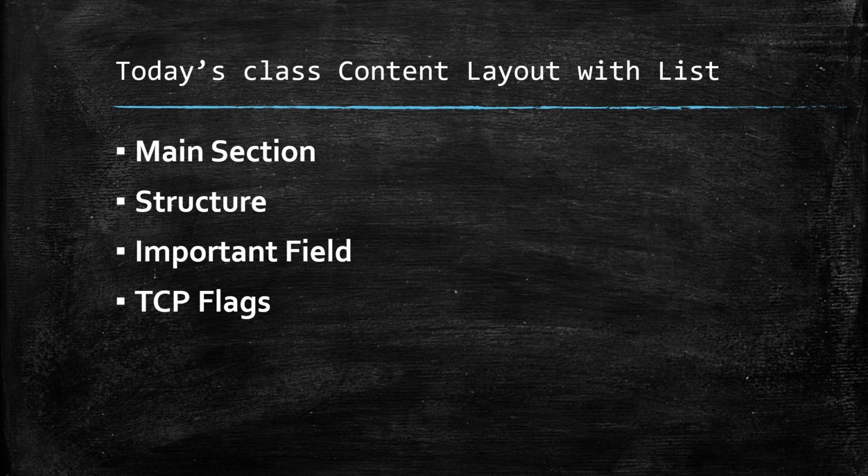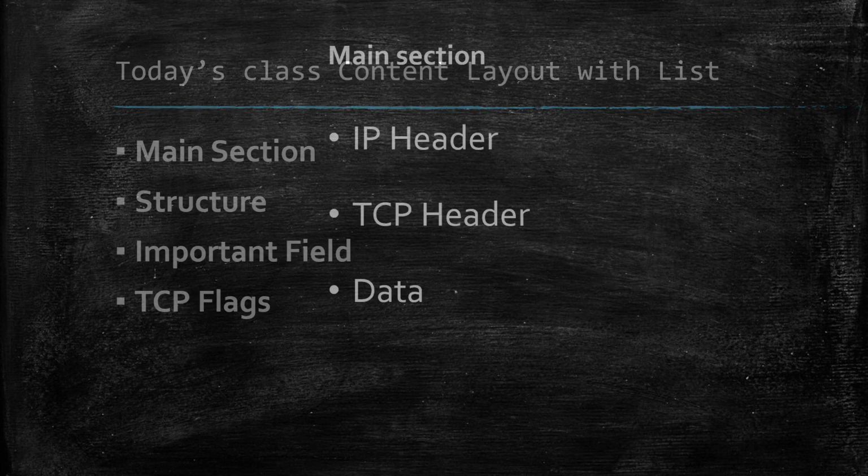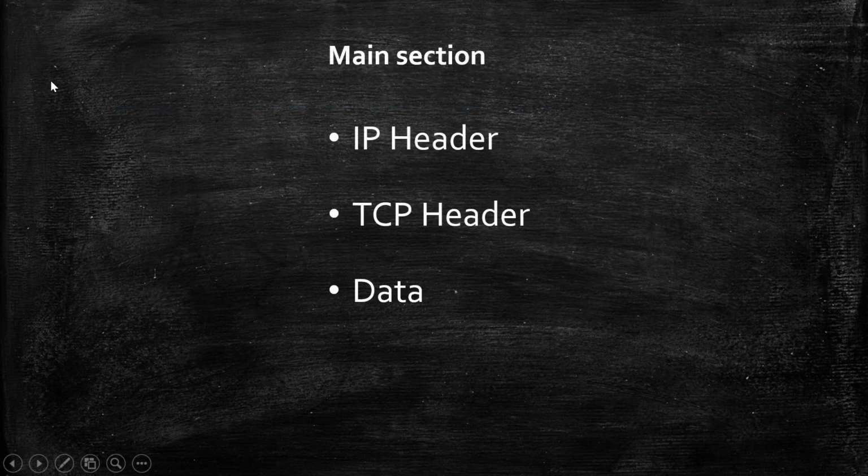So today we are discussing the main sections, structure, important fields, and TCP flags. The IP and TCP header is the most important topic in networking. Let's go with three main sections. There are three sections: the IP header, the TCP header, and the data.